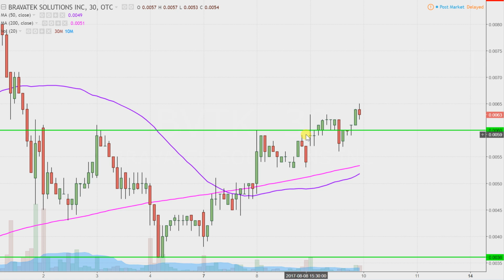Now, don't get me wrong. If the price falls back below it, I'm not saying that the entire chart's ruined or anything like that. But yeah, if the price can manage to stay above it, that would definitely be a great sign of strength.